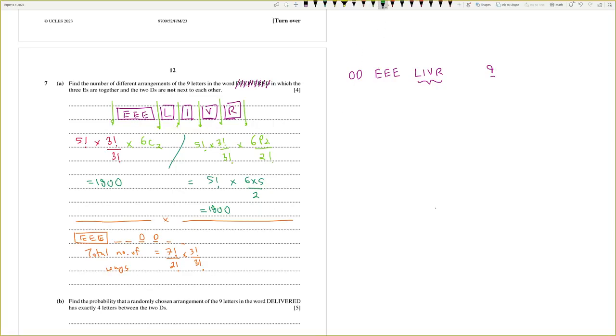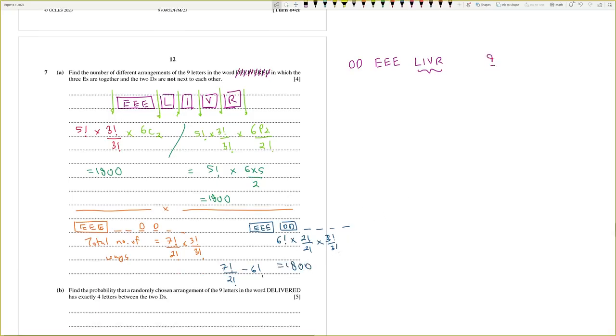Okay, and what about the other one? Here I'm basically going to keep the D's together. I'm going to keep the E's together, I'm also going to keep the D's together, and then we have LIVR. So in total we have 6 units. So that's 6 factorial times 2 factorial by 2 factorial times 3 factorial by 3 factorial. So that's just 6 factorial. So if you subtract this from the total number of ways, what do you get? 7 factorial by 2 factorial minus 6 factorial. We're getting an answer of 1800 as well. So this is an alternate approach that you can use.